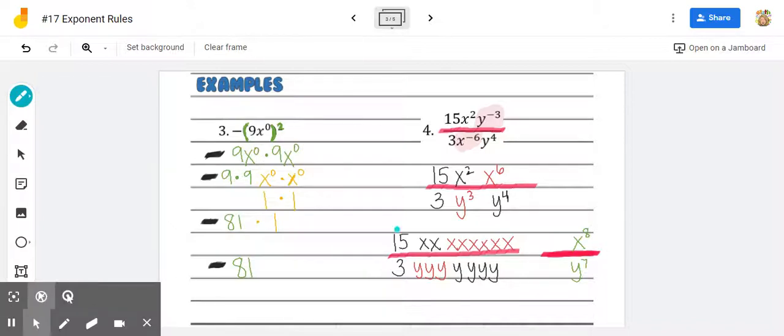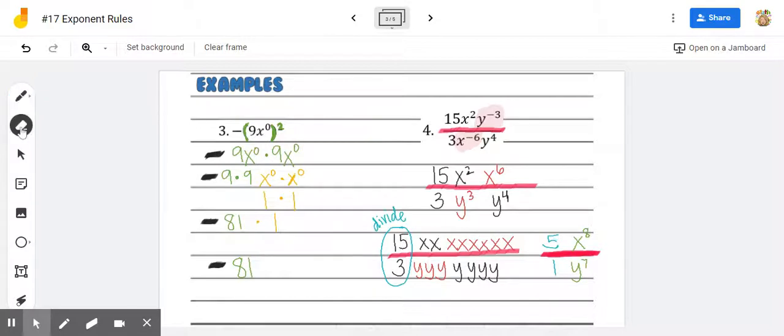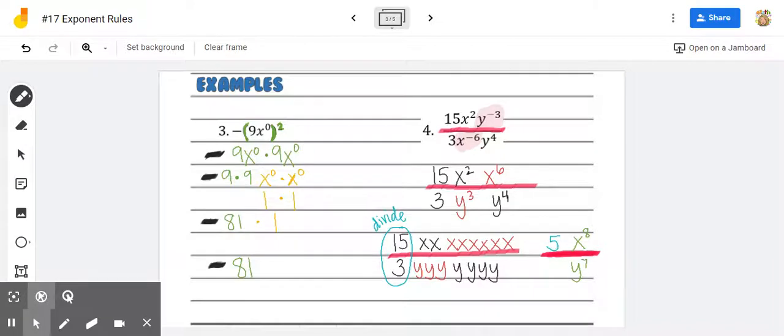Now the last thing you want to do is actually do this operation. 15 divided by 3 literally is a number. That ends up giving us a 5 over 1, or you can just write it as a 5 on the top. So our final answer is 5x to the 8th power divided by y to the 7th power.